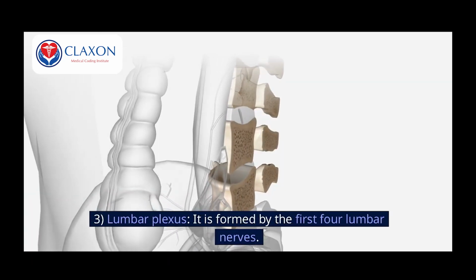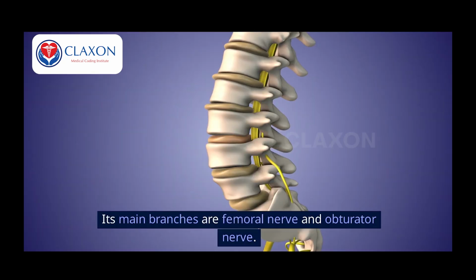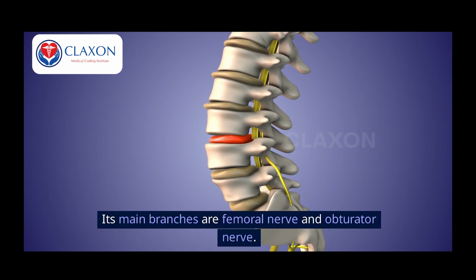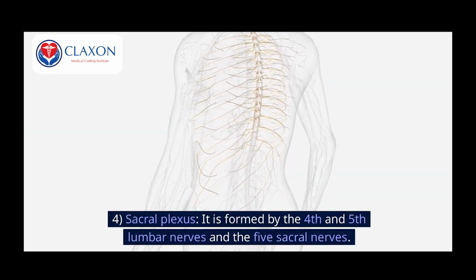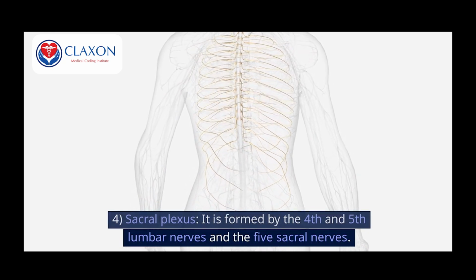3. Lumbar plexus, formed by the first 4 lumbar nerves. Its main branches are the femoral nerve and the obturator nerve. 4. Sacral plexus, formed by the 4th and 5th lumbar nerves and the 5 sacral nerves.